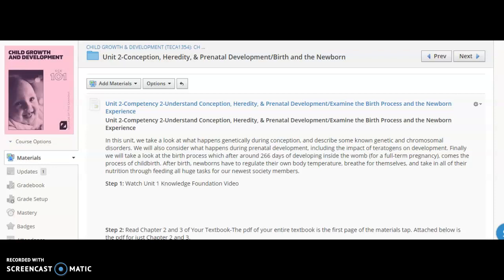We cover 2 chapters in this unit. First is chapter 2, and second is chapter 3. Chapter 2 is a very long chapter, and that's looking at conception, heredity, and prenatal development. Chapter 3 is much shorter, looking at the birth process and the newborn experience.